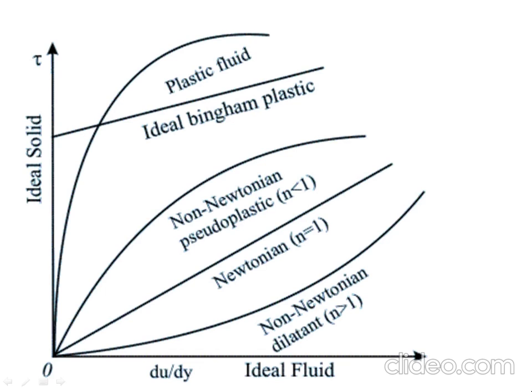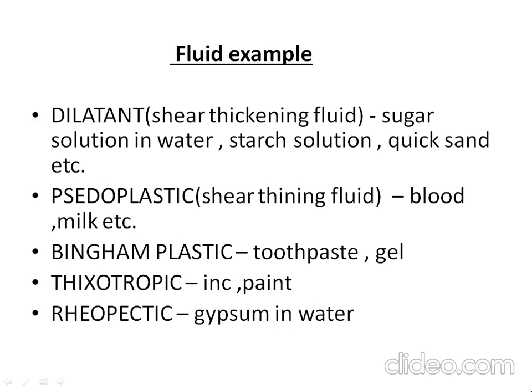Fluid examples. Dilatant is a shear thickening fluid. Examples are sugar solution in water, starch solution, and quicksand, etc. Pseudoplastic is a shear thinning fluid. Its examples are blood and milk, etc. Bingham plastic: toothpaste, gel, lipstick, etc. Thixotropic fluid: ink and paint. Rheopectic: gypsum in water.